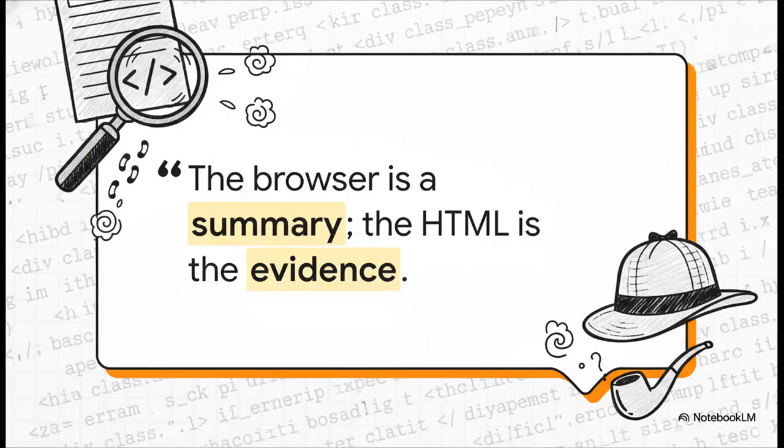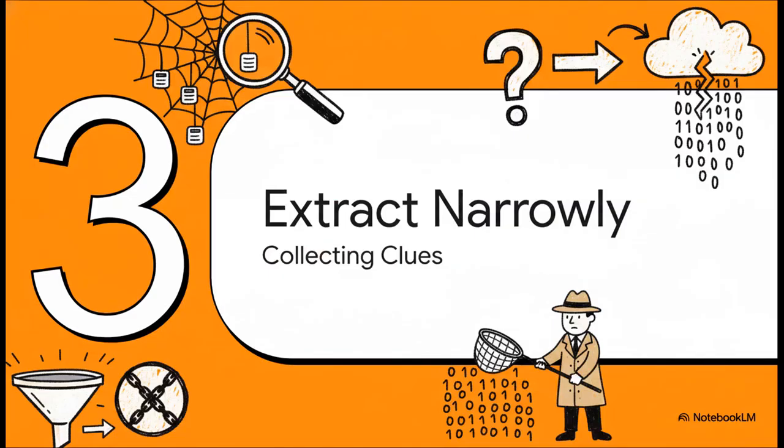And this right here is our first huge takeaway. If you remember one thing, remember this. Don't trust the summary. Always go straight to the evidence, which is the HTML. That is rule number one for being a data detective. Okay, so now we know where to find the clues. Let's talk about how to collect them.